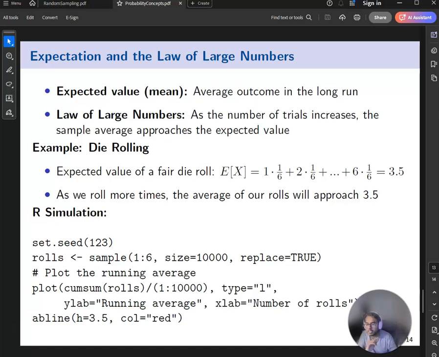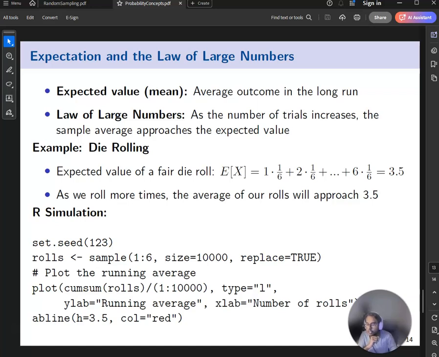This principle is the reason casinos always make money in the long run. The games are designed with expected values that favor the house, and the law of large numbers guarantees that with enough players, the actual results will be close to these expectations. There's a snapshot of the R code. I will have a separate video where I will work through these, but this is just for convenience.